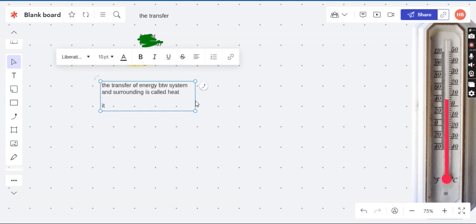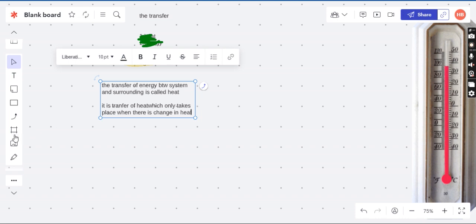Or we can also say that it is a transfer of heat, which only takes place when there is a change in temperature. Right? When there is a change in heat.